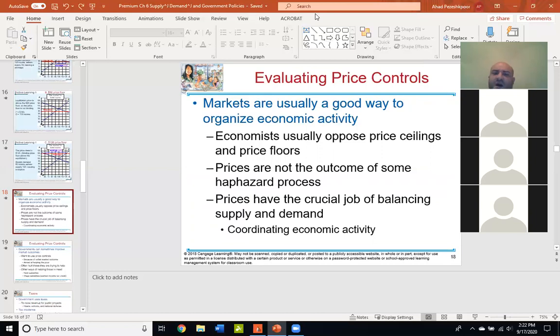Do most economists not support government intervention since they are against price floors and ceilings?